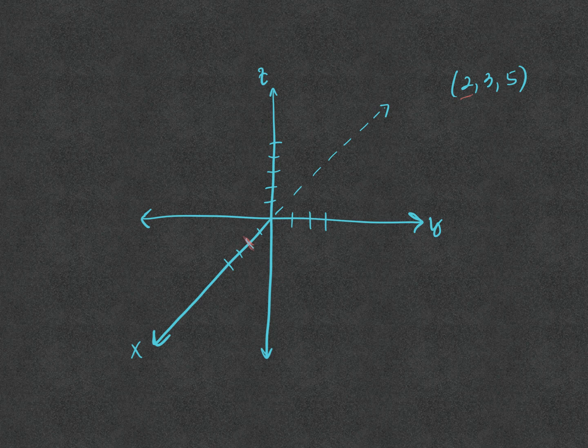So I'm going to go 2 spaces on the x-axis and 3 spaces on the y-axis and 5 spaces on the z-axis. But when you graph it, it's easiest to do with the pencil. So although the pencil doesn't show up well, we come out here 2 spaces. And then we're going to come out on the y.